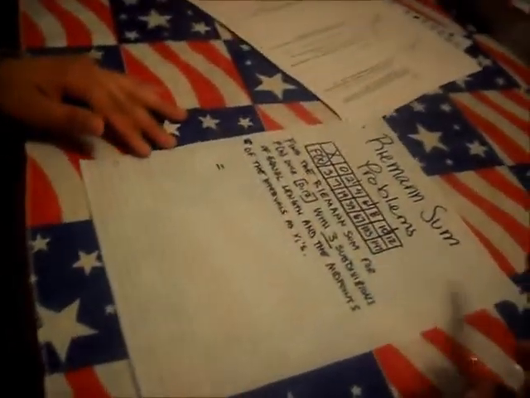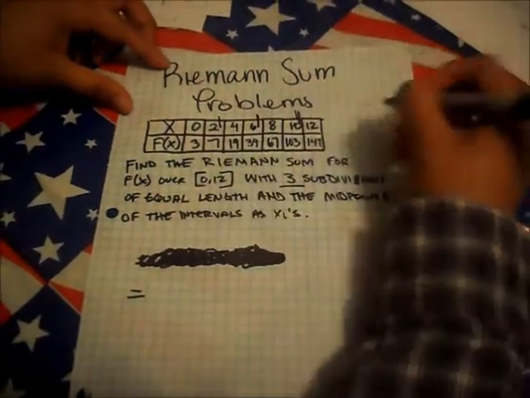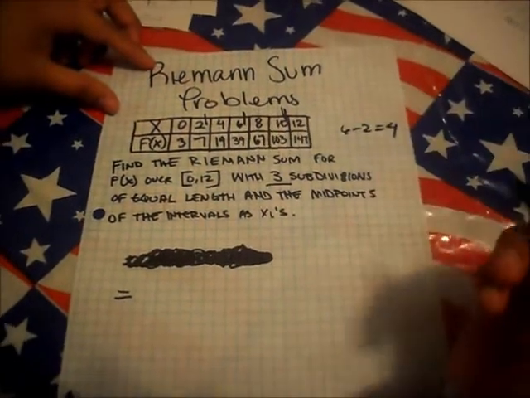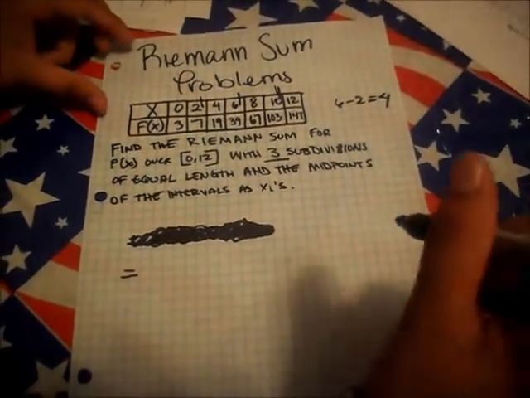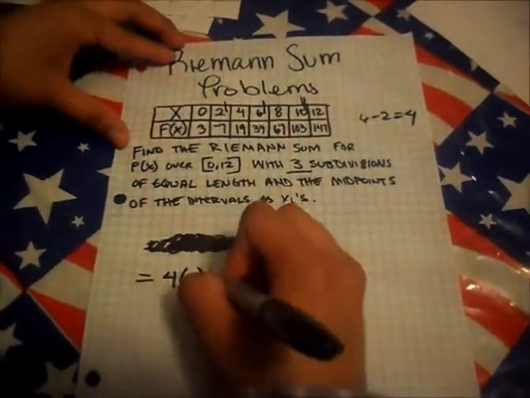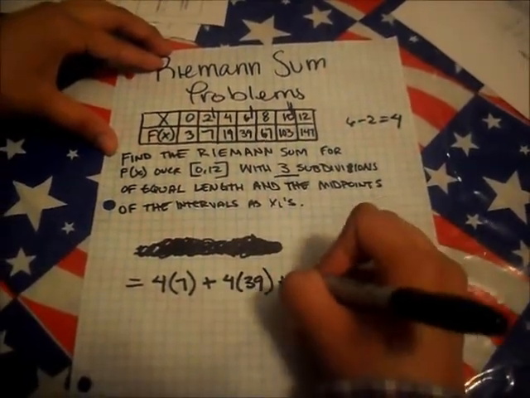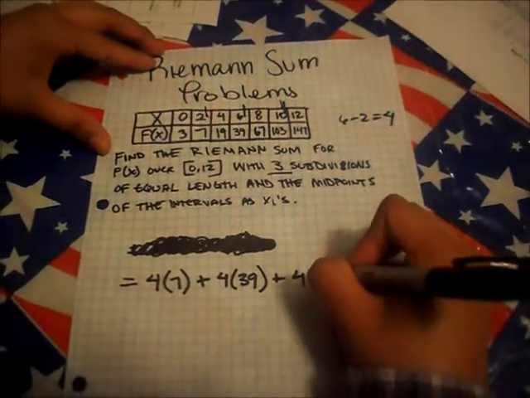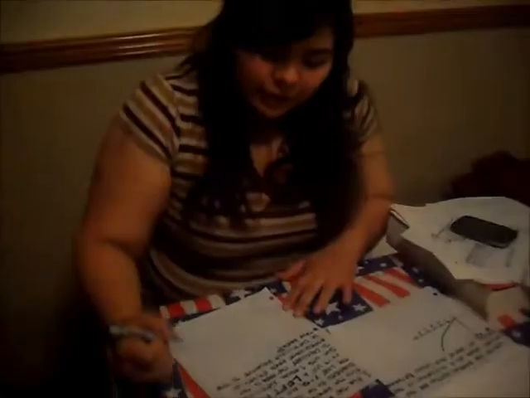Riemann, how do I solve this problem? Well, Annette, this problem is looking for the midpoint of the intervals, with 3 subdivisions. The distance between each interval is 4, because 6 minus 2 equals 4, and 10 minus 6 equals 4. So we're going to multiply 4 times each f of x. So we're getting 4 times 7 plus 4 times 39 plus 4 times 103. This equals 596.